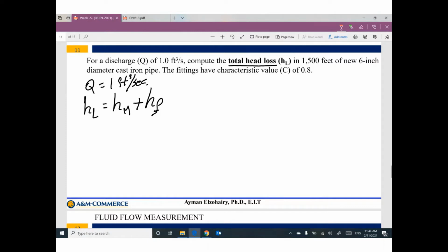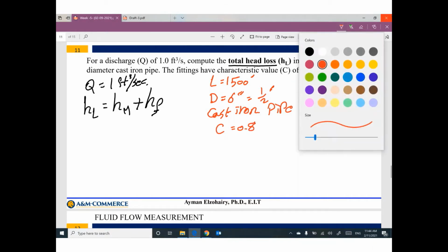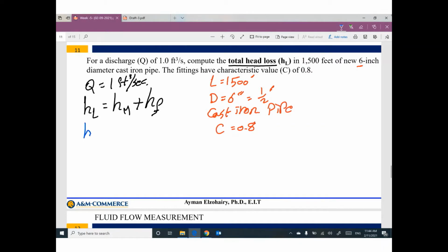So we have a lot of information here. The length of this pipeline is 1,500 feet. The diameter of this pipeline is 6 inches, which is 1/2 foot. The material of this pipe is new cast iron pipe. And the fitting has a characteristic value, C, given as 0.8. What do you think? I think H minor equals C V squared divided by 2g.